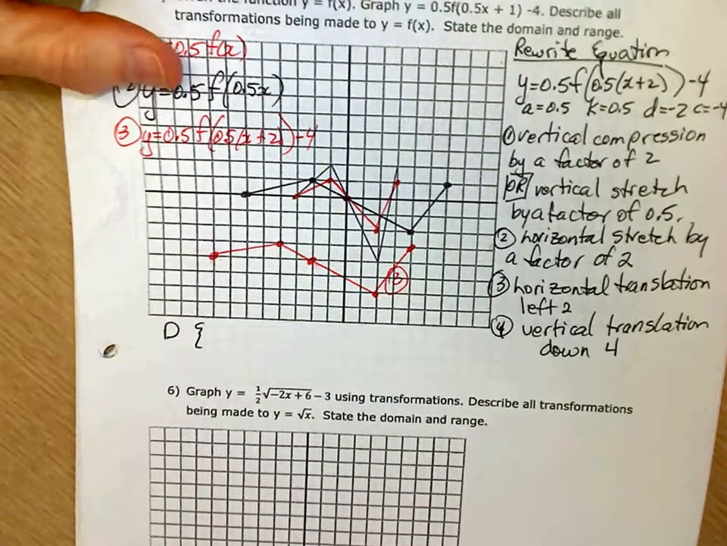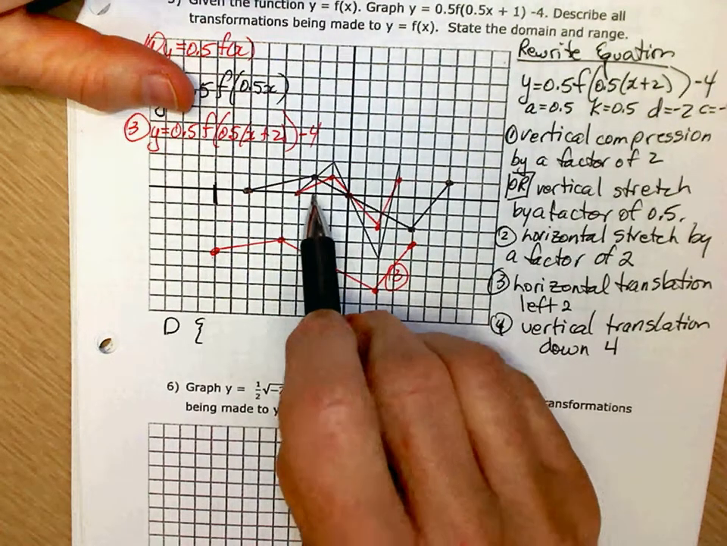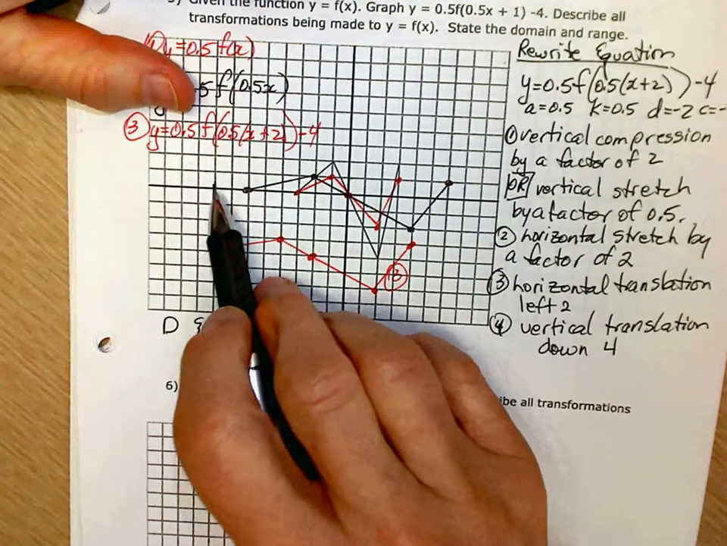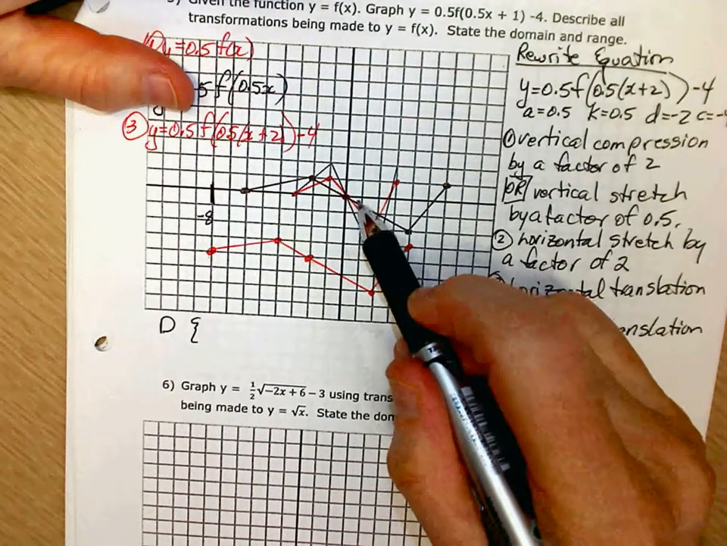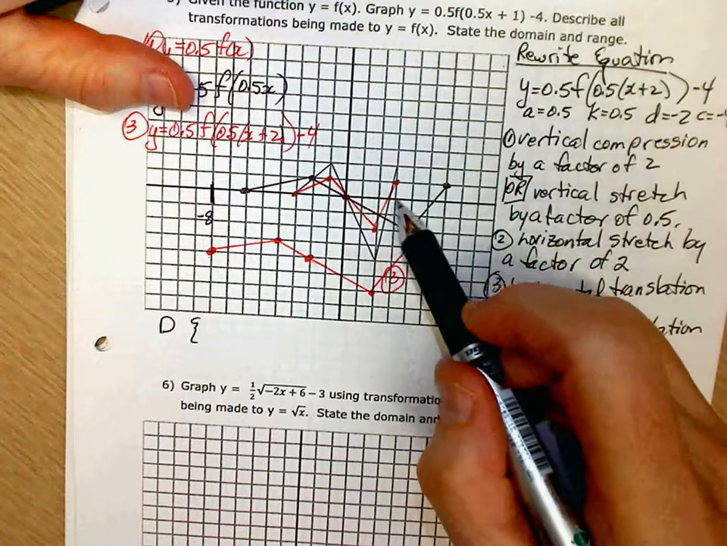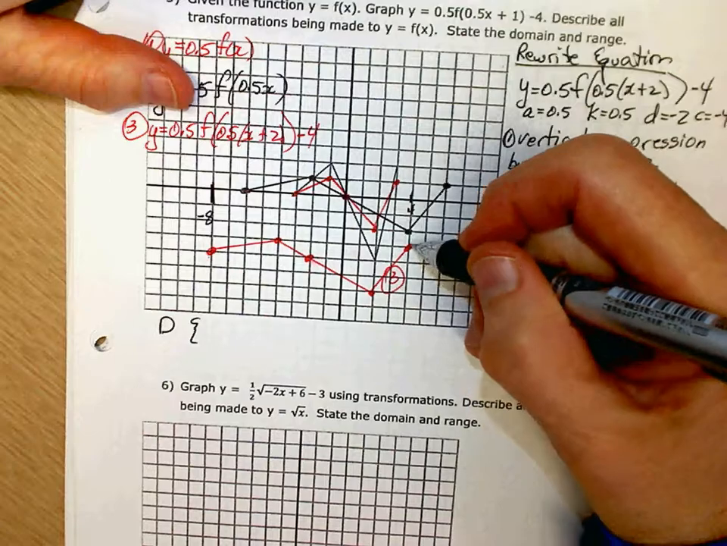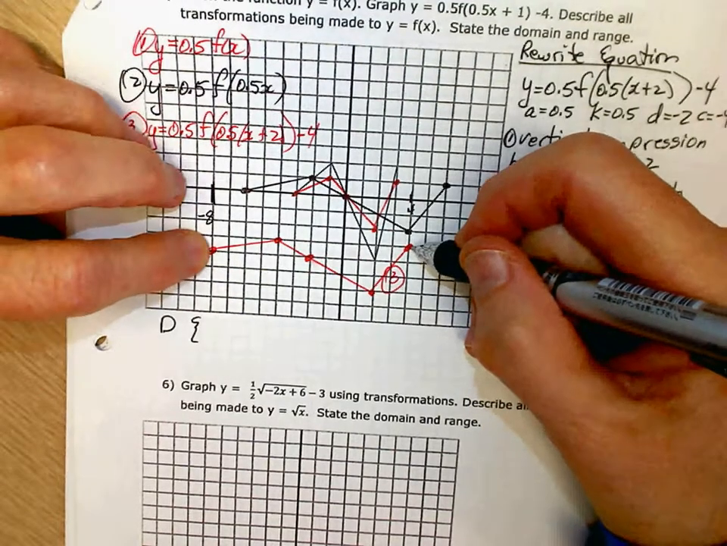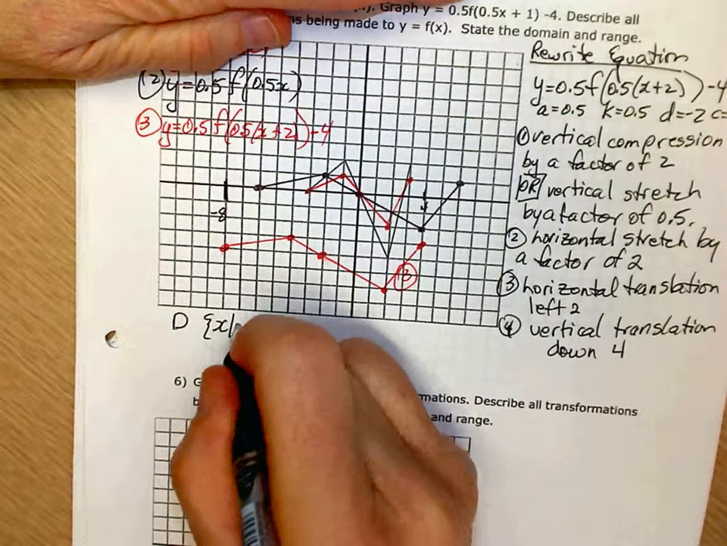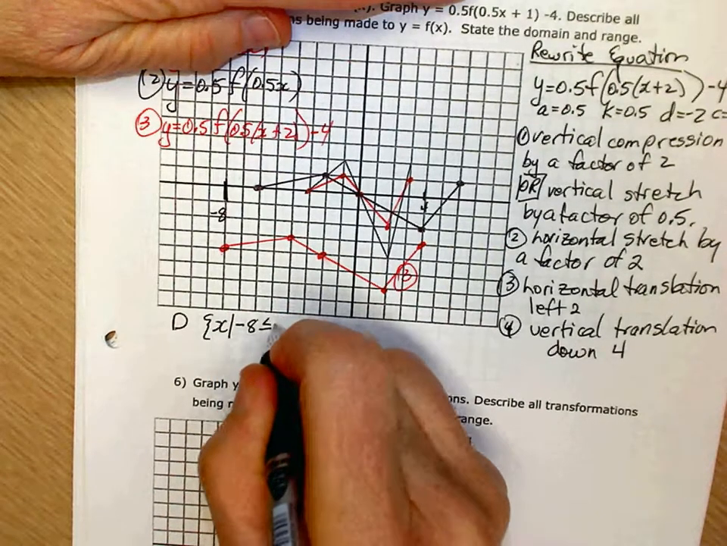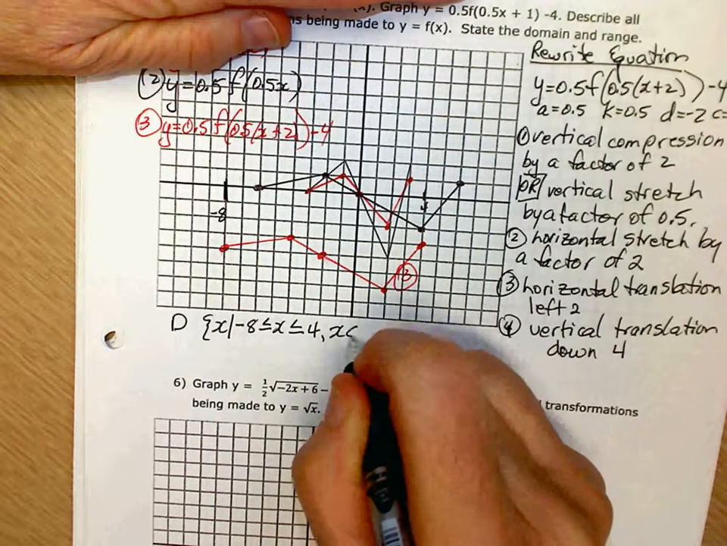The smallest value x is 1, 2, 3, 4, 5, 6, 7, 8, negative 8. And the largest value x is 1, 2, 3, 4, right? It's right here. It starts here and ends there. So we can say our domain is x such that negative 8 is less than or equal to x is less than or equal to 4. x is an element of real numbers.